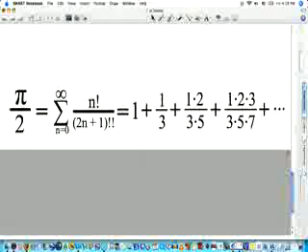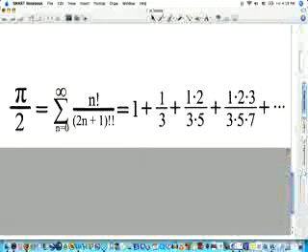Pi over 2 is equal to the summation from n equals 0 to infinity of n factorial over (2n plus 1) factorial, which equals 1 plus 1 over 3 plus 1 times 2 over 3 times 5 plus 1 times 2 times 3 over 3 times 5 times 7, and you can see how this sequence continues.